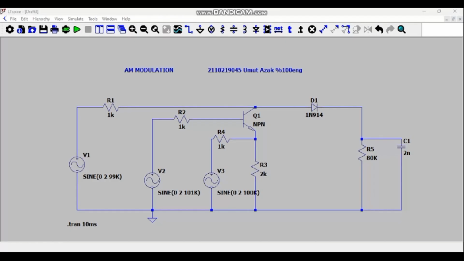Advantages of AM: simplicity, range, and wide usage. Disadvantages of AM are power inefficiency, susceptibility to noise and interference, and limited audio quality. And application of AM: AM radio broadcasting, aviation communication, two-way communication, and television.